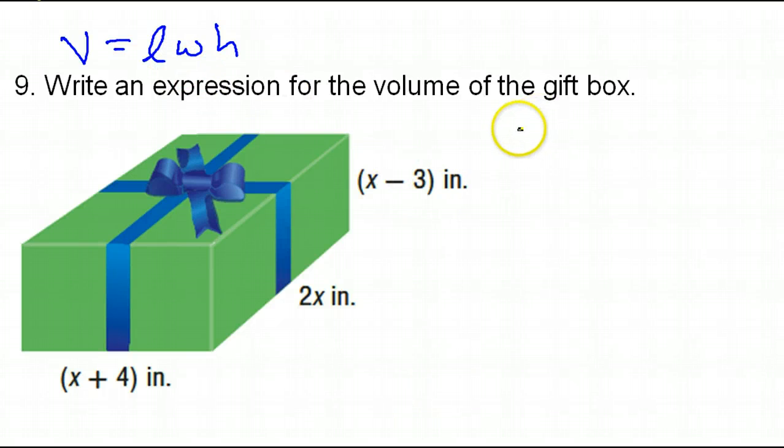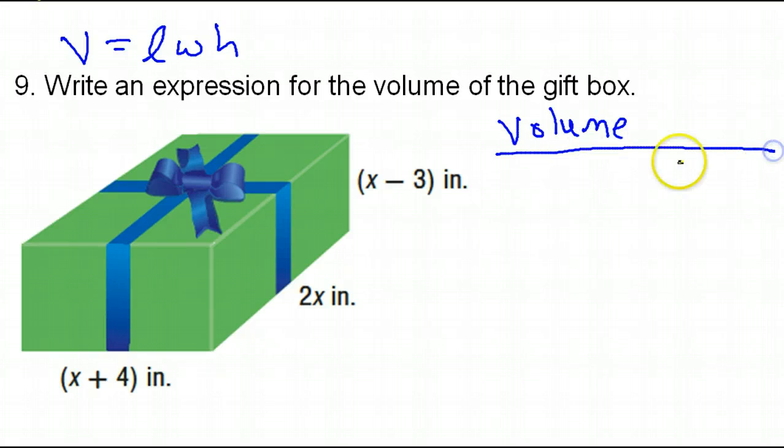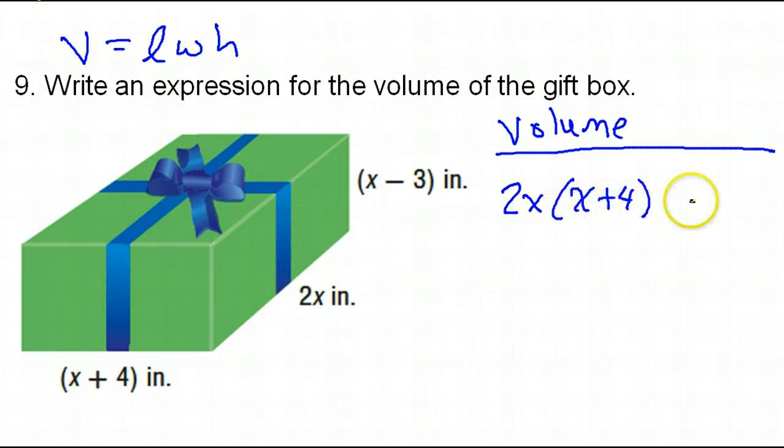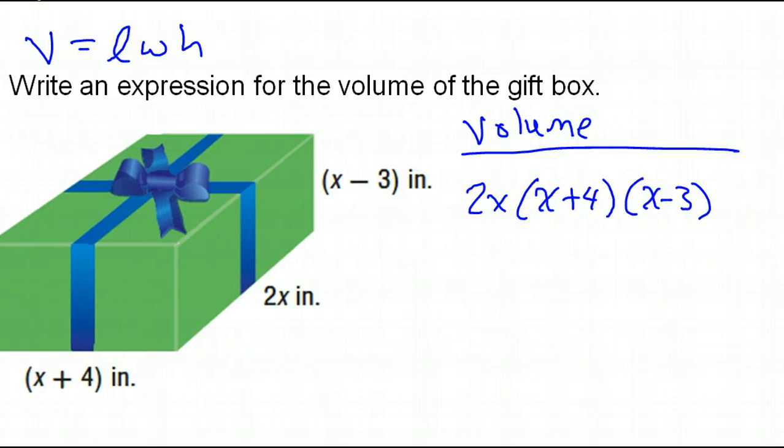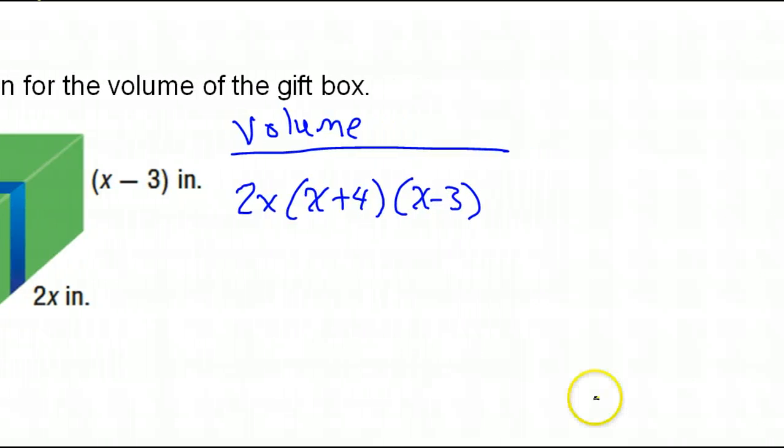So in this case, the volume should equal the product of all 3 of these things. So I've got 2x times x plus 4 times x minus 3. Okay, multiply all these together and that should be your volume. It doesn't really matter whether you do these two first and then multiply that by this, or if you do the two binomials first and then multiply by the monomial. Either way, you're going to get the same answer.